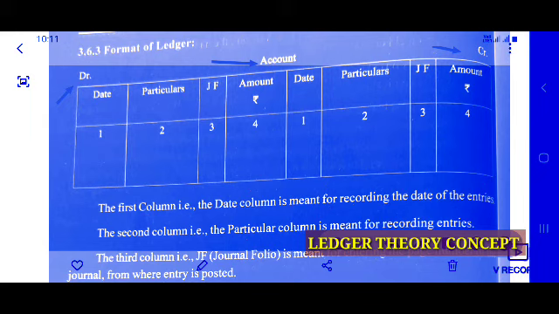Now, debit side: first date, particulars, journal folio, that is the page number of the journal, amount. So debit side 4 columns, and credit side also same: date, particulars, journal folio, that is the page number of the journal, and the amount. So in date column you are going to enter the dates. In particulars, that is the detail about the account, that is entries.